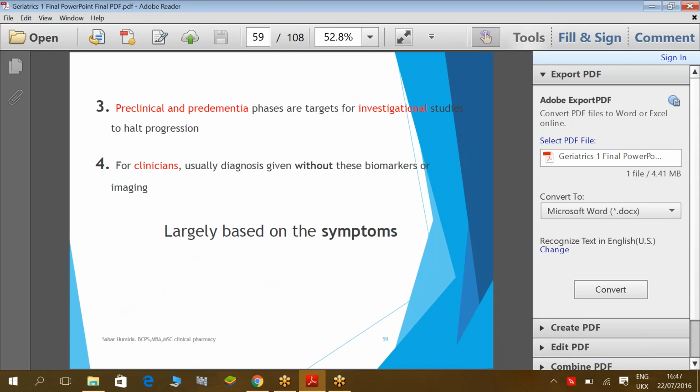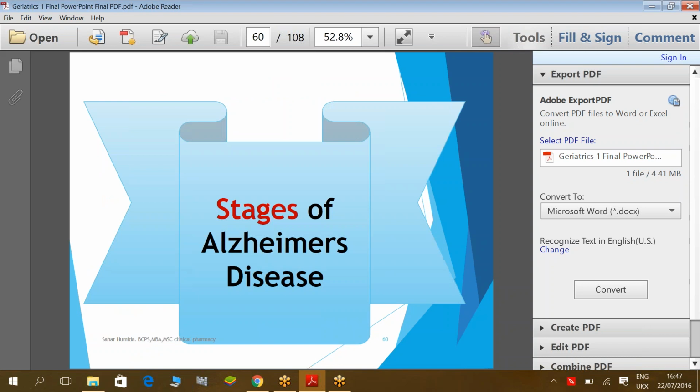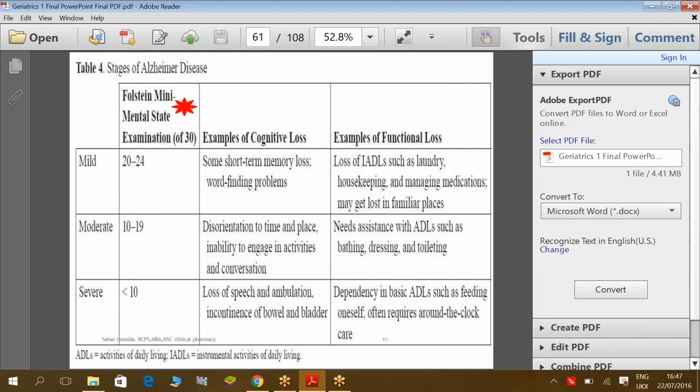Mainly the diagnosis of dementia depends on the symptoms and on the MMSE score. The stages of Alzheimer's disease or dementia include the mild stage, the moderate stage, and the severe stage. From 20 to 24, the patient is mild, from 10 to 19, moderate, and less than 10, severe. So you have to memorize these numbers.